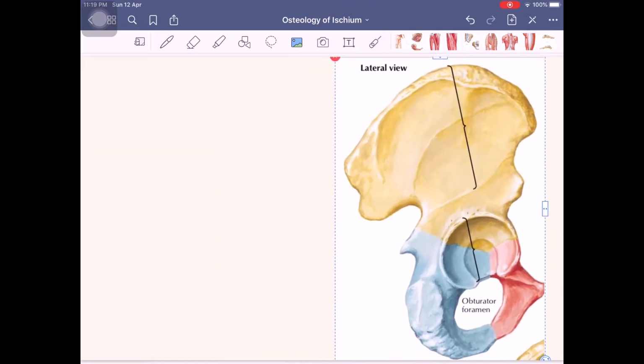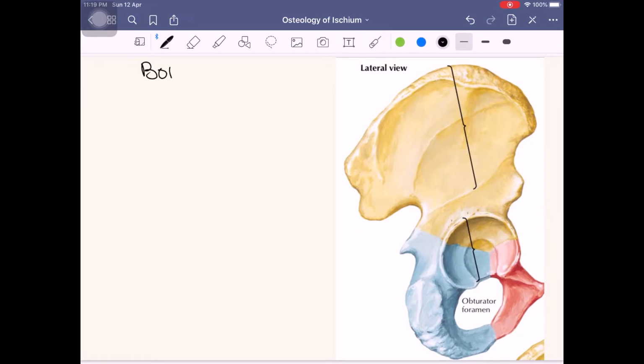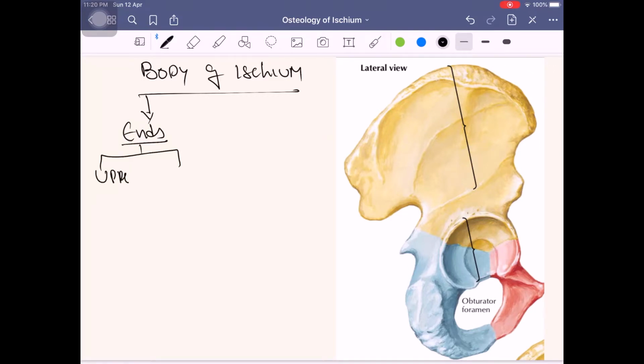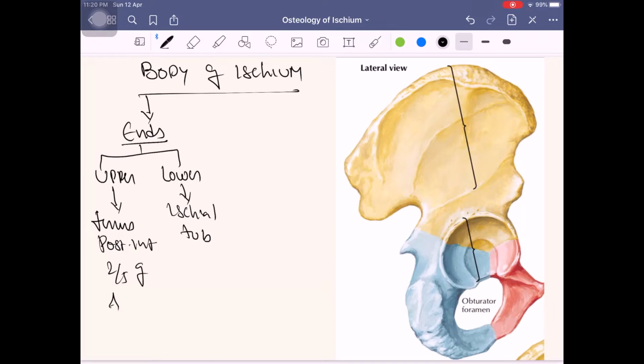Okay. So now we are looking at the body of ischium. Under body of ischium, we have already mentioned about the ends, which are again upper and lower end. I told you lower end is nothing but our ischial tuberosity. Upper end, if you want to remember in word, just remember the upper end forms the postero-inferior 2/5 of acetabulum. That is as simple as in one line. Whereas the lower end is forming your ischial tuberosity. We'll come to this part in a while.